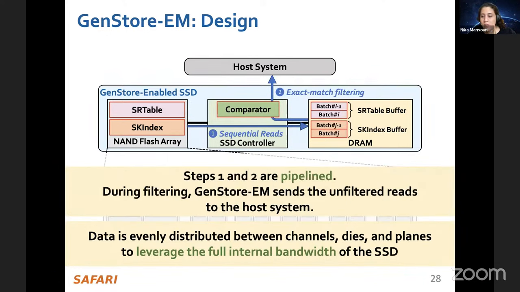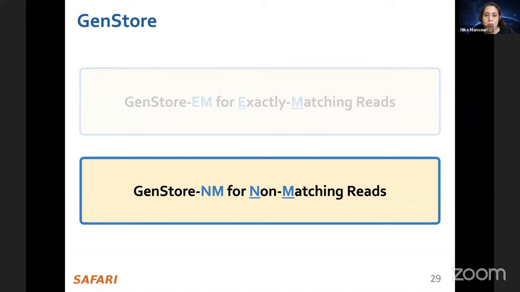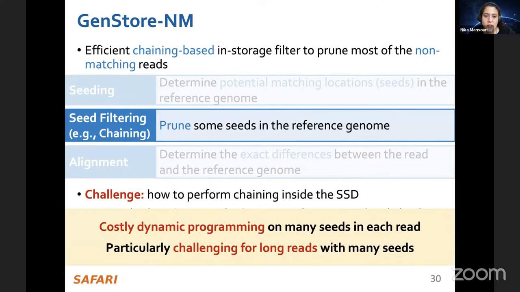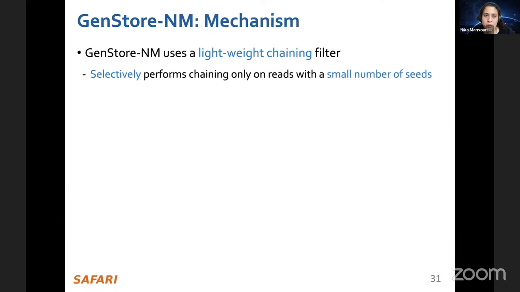Steps one and two are happening in a pipelined manner. During filtering, GenStore-EM can already send the unfiltered reads to the host system, so we can hide the latency of the filtering and the read mapping, because as soon as we detect something that needs read mapping, it can go to the host system. It does not need to wait for the filtering process to finish. For the sake of time, I skip GenStore-NM's design. Please check the slides that will be online or the paper if you're interested.